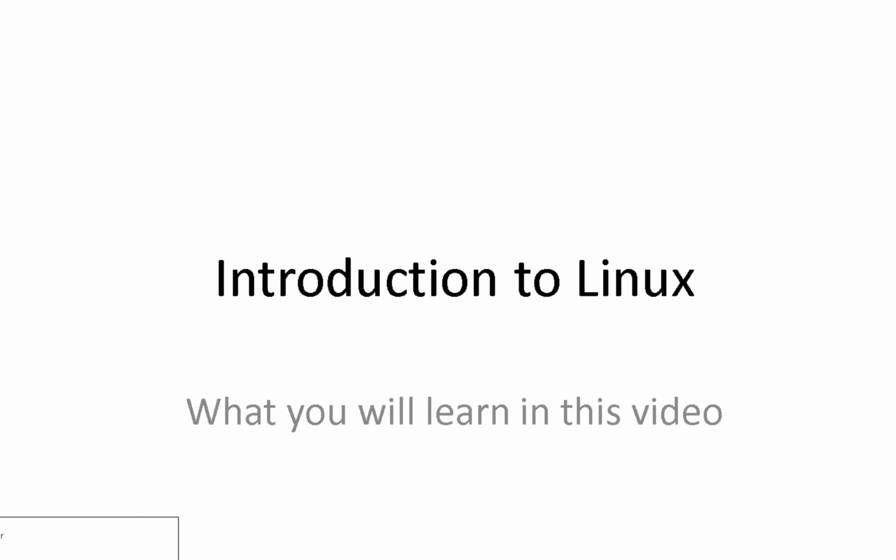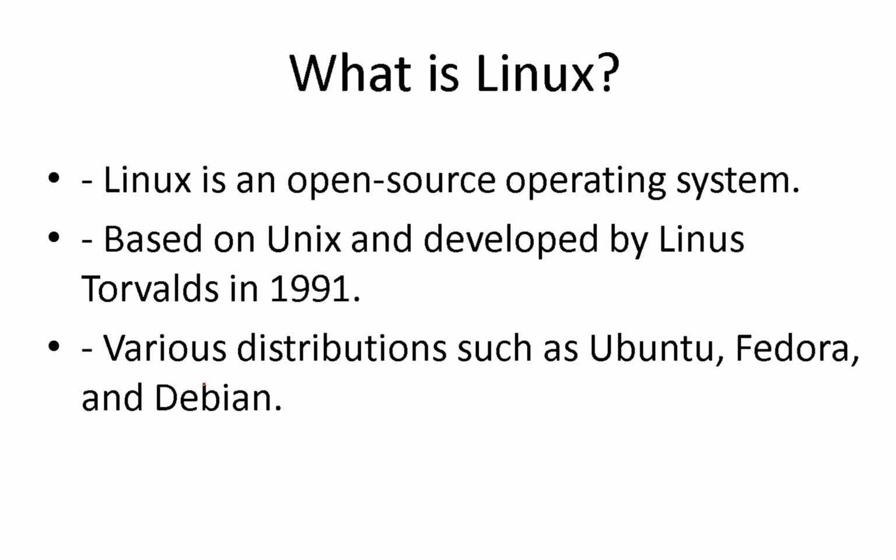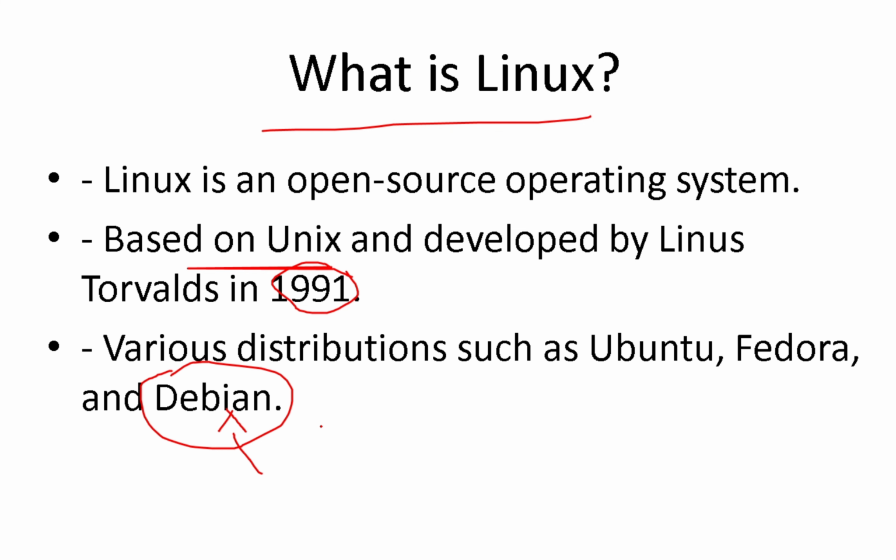Hello everyone. In this video, we will explore Linux, what it is used for, and how to install it using VMware. Let's get started. What is Linux? Linux is an open-source operating system based on Unix. It was created in 1991 by Linus Torvalds and has become one of the most widely used systems in the world. Unlike Windows and Mac OS, Linux is free and available in many different versions, known as distributions, or distros, such as Ubuntu, Fedora, and Debian.